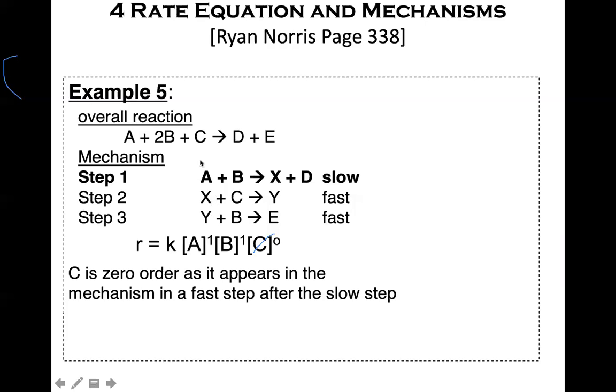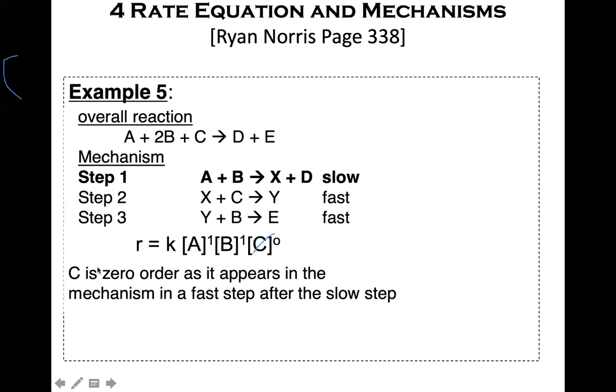Another thing is the number of moles or the number of molecules in the rate determining step can also tell you the order. Okay, so you have 1 mole of A here, order is 1. You also have 1 mole of B, the order is 1. Okay, C is 0 order as it appears in the mechanism in a fast step, which is after the slow step.